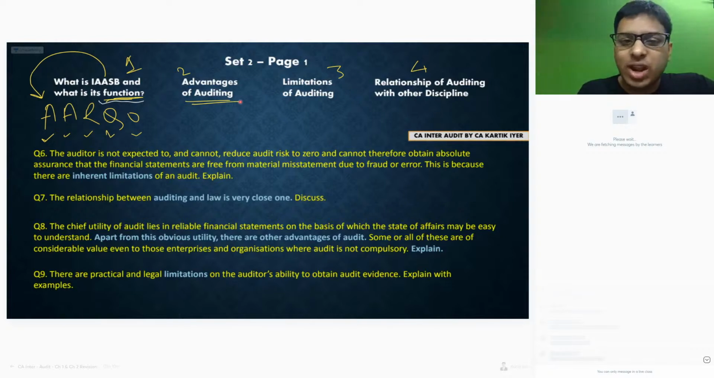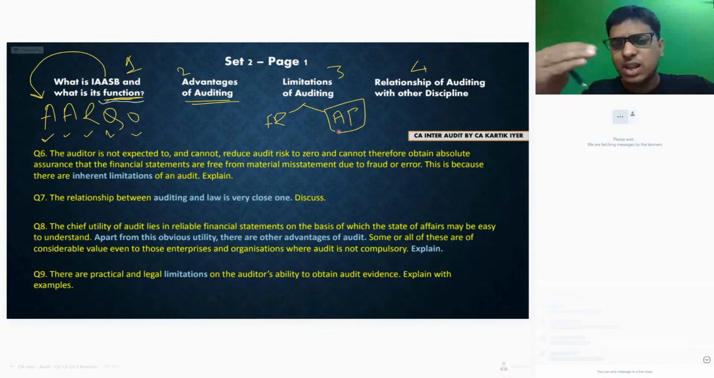So let's see. Advantages of auditing. That is simple. Whatever I said right now, the simple answer is there. Limitations of auditing, there are mainly 2 points in this, but in the second point, there are many sub points which you should go through. First is limitation because of financial reporting, and second is limitation because of audit procedures. So there are just 2 main areas, and inside these audit procedures, there are several other points like fraud, related party transactions, and all such points are there.